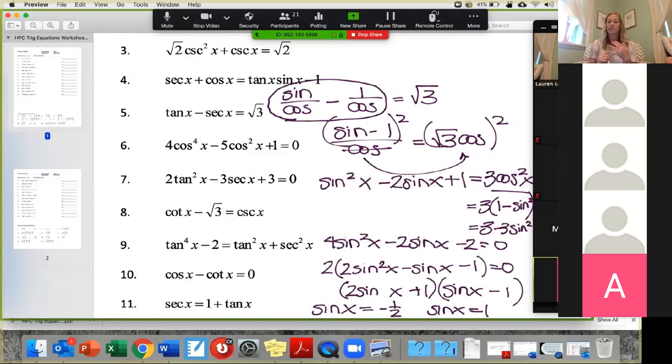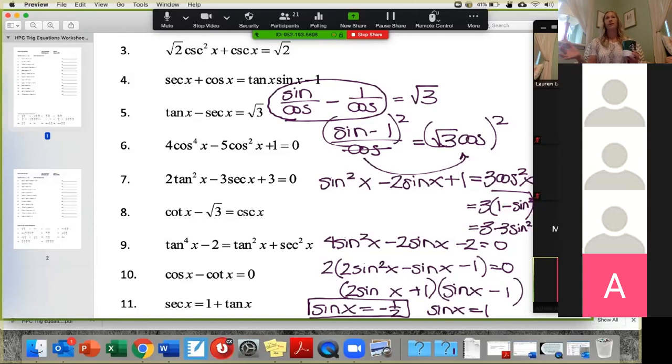I recognize that these are sine values. Sine is equal to -1/2 and sine is equal to 1. But what's in the denominator of your fraction? In the original? Cosine, right? So even though you have sine values, you need to think about when sine is -1/2, what is cosine?